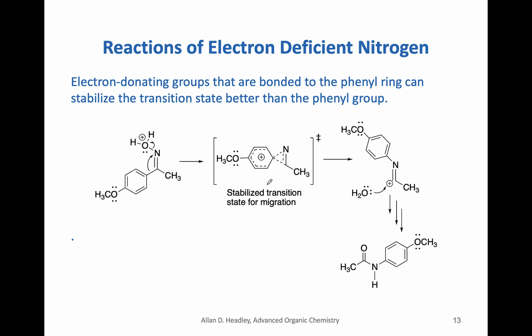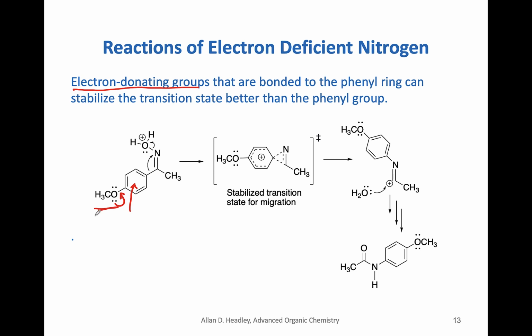Let us look here at electron donating groups. So electron donating groups, if bonded to the phenyl ring. So here's the phenyl ring right here. We have electron donating groups bonded to it. Will that stabilize the transition state even more than the phenyl or less? Since it's considered electron donating, of course we know why, because these electrons here, or one pair of these electrons, can donate its electrons into the ring. So it's electron donating into the ring.